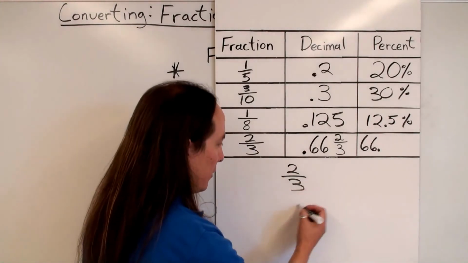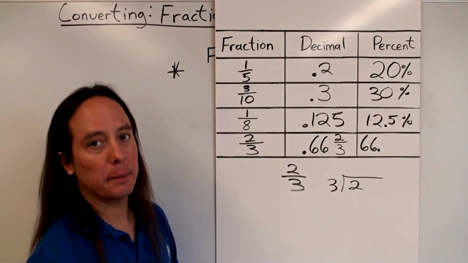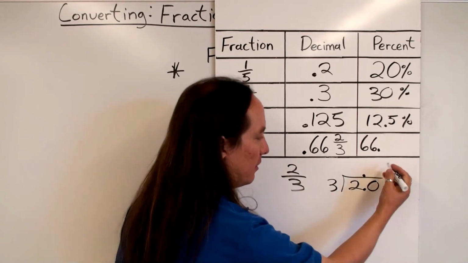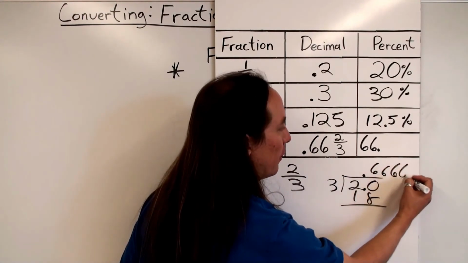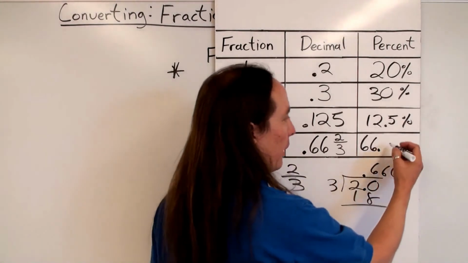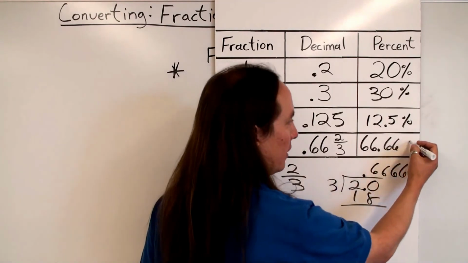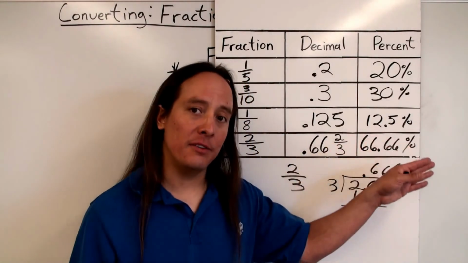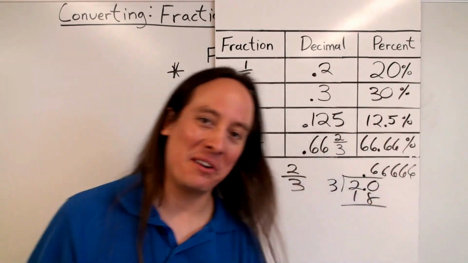So it would be 2 divided by 3, right? And 3 does not go into 2, so we put the decimal. It goes into it 6 times with 18. And you will see that this will just keep going on forever as 0.666666 till you're tired of saying it. And so I'll just put 2 place values after. And that's what that would be. Okay. So you could say 66 2/3%, or 66.66%.